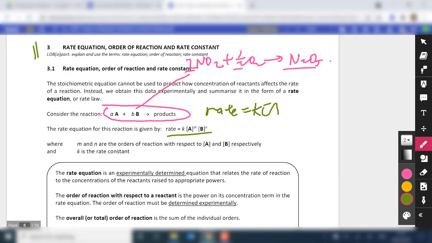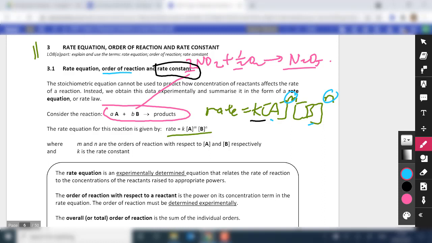We are now just doing a technical definition, so you don't need to worry about why it must be in a certain way. In this case, k is what we call the rate constant, which is over here. A and B, of course, are the reactants. m and n are what we call the order of reaction, which we're going to explain later on.